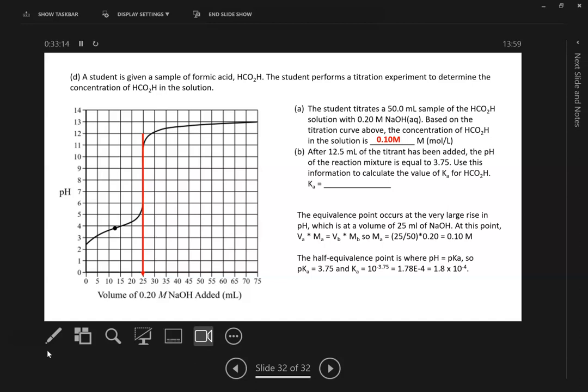Well, at this point, Ka is just going to be 10 to the minus 3.75, because at the half equivalence point, pKa is equal to pH. And so we just do the logarithmic conversion and we get 1.78 times 10 to the minus fourth. We round that to 1.8 times 10 to the minus fourth. So even from curves like this, we can get our K values, when before it didn't seem like we could. It's pretty straightforward to get a K value.